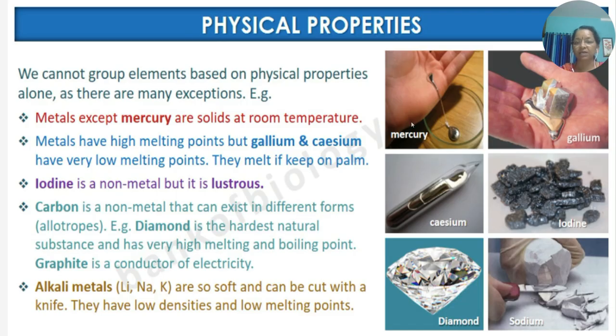Mercury, a metal in liquid state. This is gallium and cesium. The gallium, you can see it melts on the palm. Usually metals have a high melting point, but gallium melts on the palm, and cesium also has a very low melting point. Iodine is a non-metal, but it has metallic luster. Diamond is made of carbon, a non-metal, but has luster, a very shiny appearance. Usually metals are hard, but sodium we can cut even with a knife. These are some of the exceptions you can find among metals and non-metals.